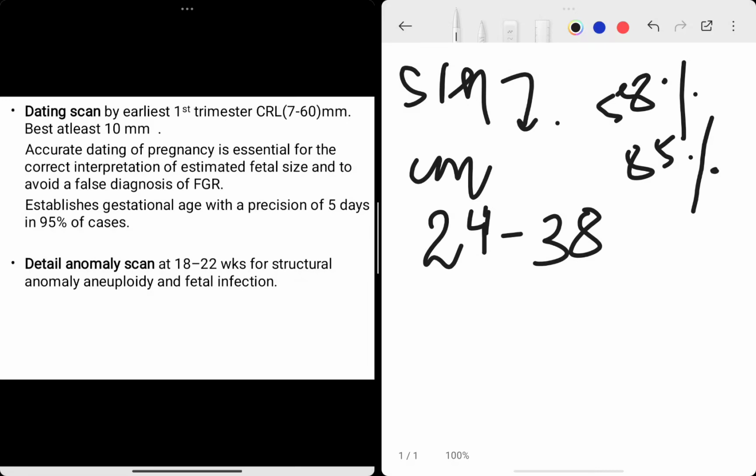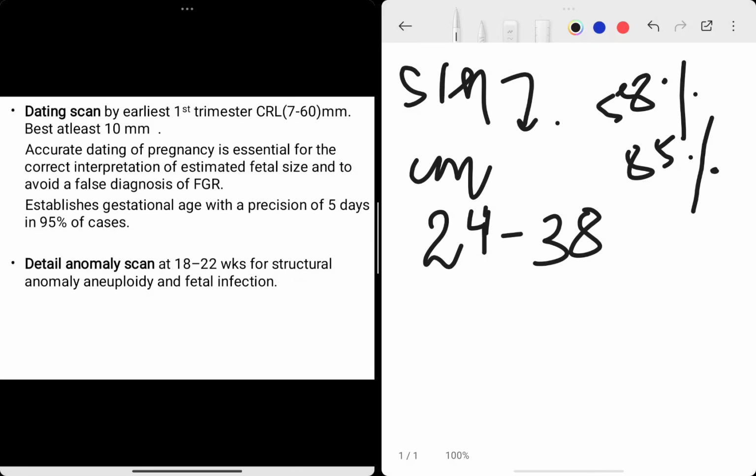Now dating scan can be done, and dating scan detects the gestational age accurately if done in the first trimester. And when we have to check this, the CRL is between 7 to 60 mm, and best is at least 10 millimeters. Accurate dating of pregnancy is very essential because the patient can be forgetting her last menstrual period, and hence we are falsely detecting fetal growth restriction based on her incorrect LMP. It establishes gestational age with the precision of 5 days in 95% of the cases in case of a first trimester dating scan.